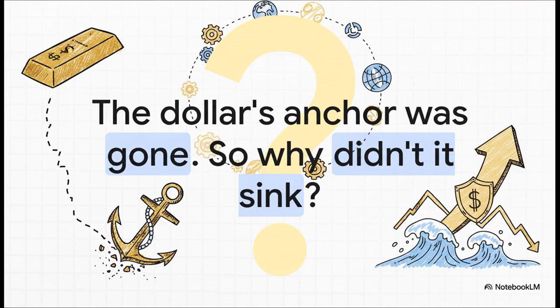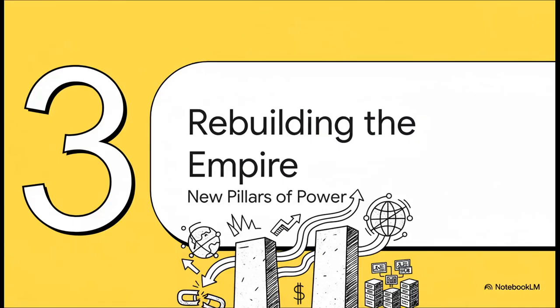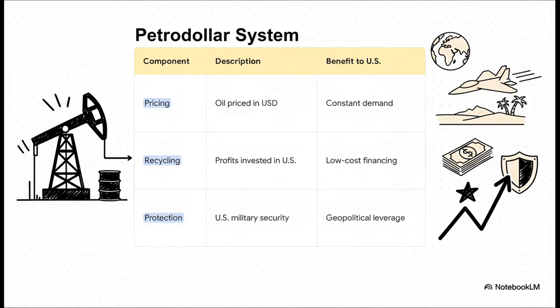So the question is, why? Because, and this is where it gets really clever, in the chaos that followed, the US managed a brilliant pivot. It rebuilt the dollar's empire on two brand new, incredibly powerful pillars that had absolutely nothing to do with gold. The first pillar was something called the Petrodollar system.